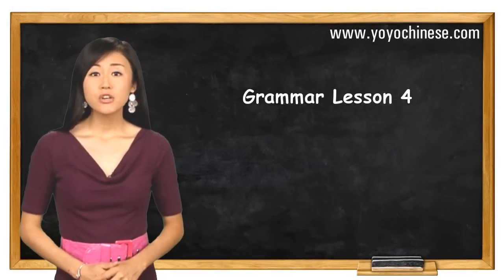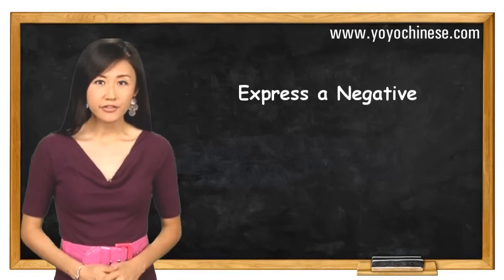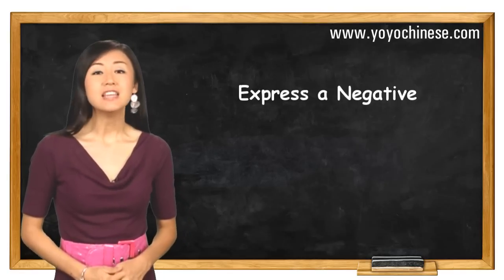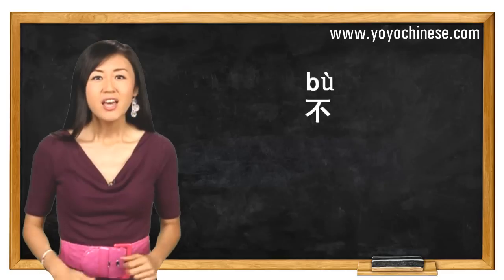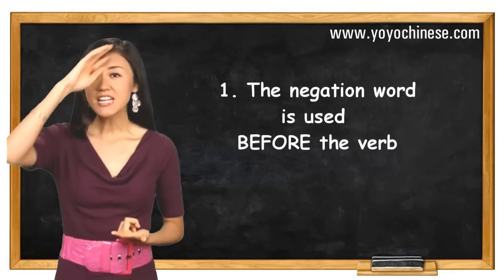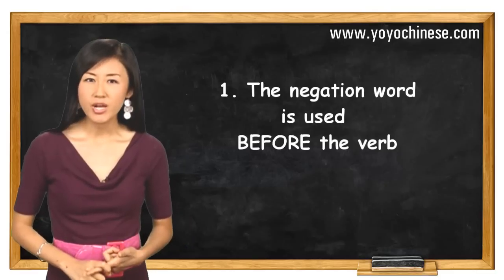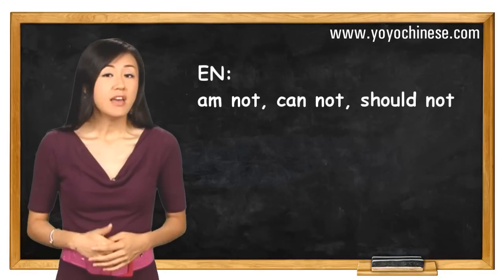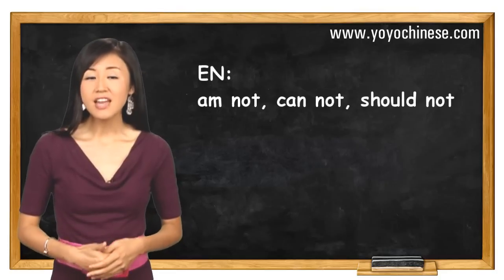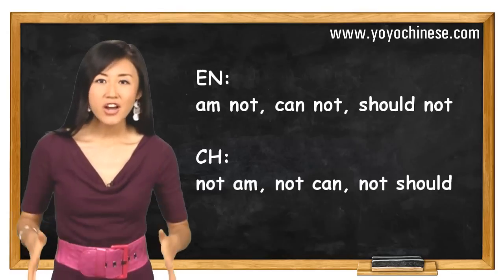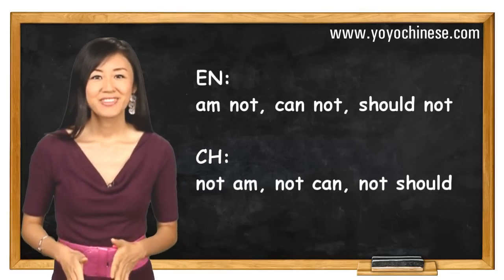In this lesson, we're going to learn how to express a negative. Probably the most common way to express a negative in Chinese is 不. There are three things we need to pay attention to here. First, in Chinese, the negation word is always used before the verb. In English, you say am not, cannot, and should not. But in Chinese, we say not am, not can, and not should.